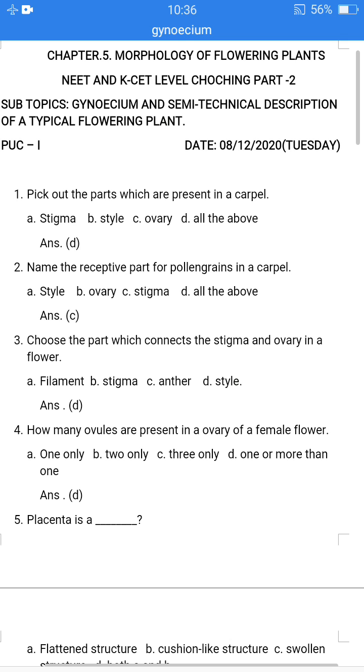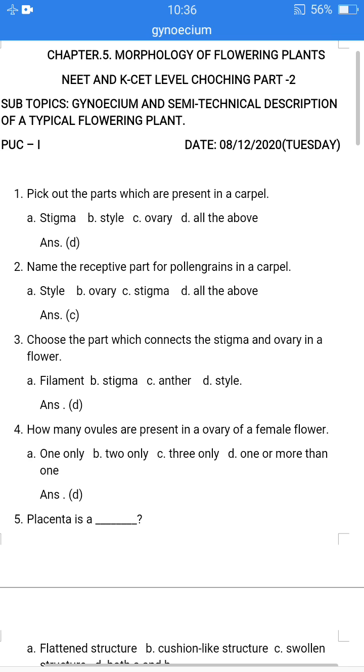Got it? Now, they asked a connecting part between stigma and ovary. Obviously, stigma and ovary are present in a female flower, right? So, this stigma and ovary are connected by a long tubular structure. It is nothing but style. So, the correct option is option D. So, this is a very important question for a very important concept, even for competitive examinations.